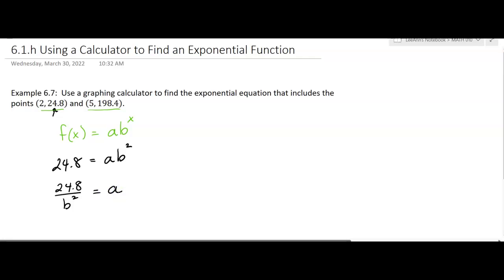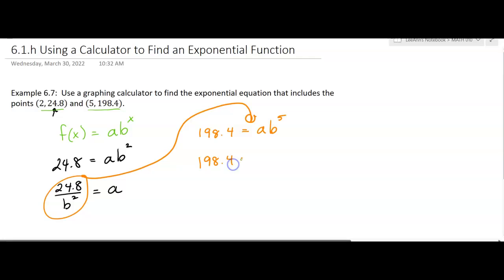Okay, so I can say that. Now for the other one, I'm going to say 198.4 equals ab to the fifth, right? Okay. Now I'll go ahead and plug this in for a, and I'll have 198.4 equals 24.8 over b squared times b to the fifth.